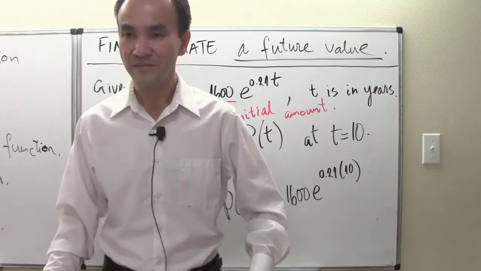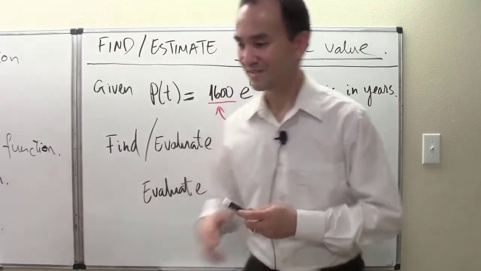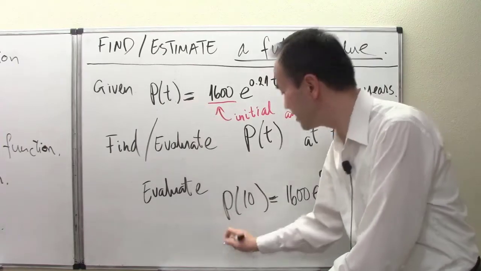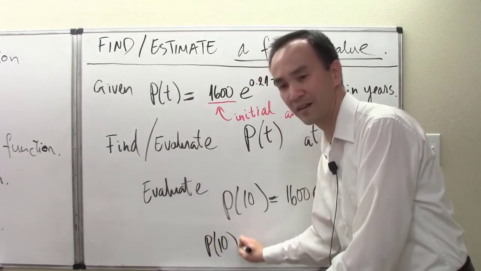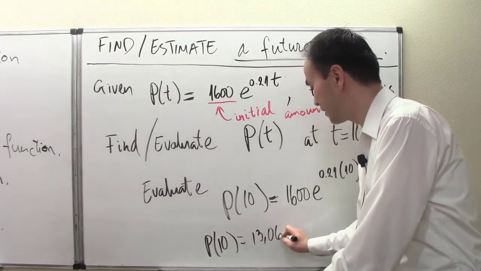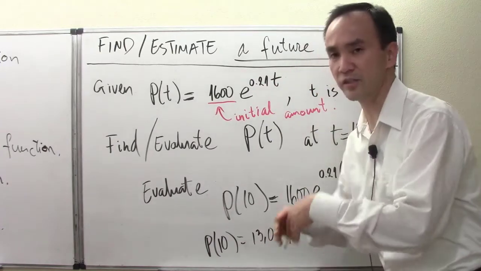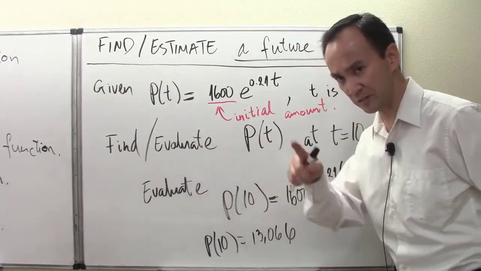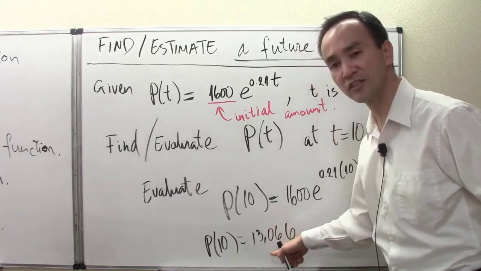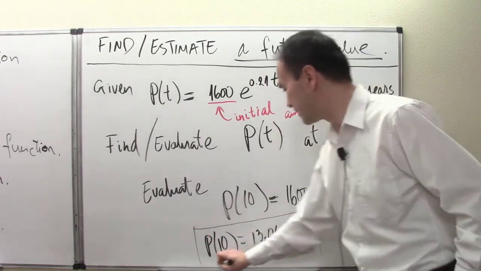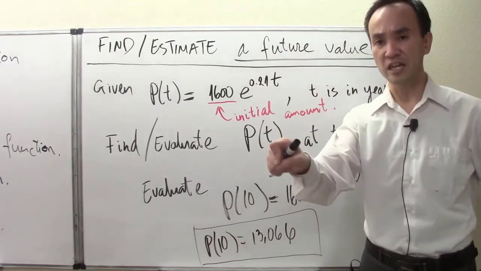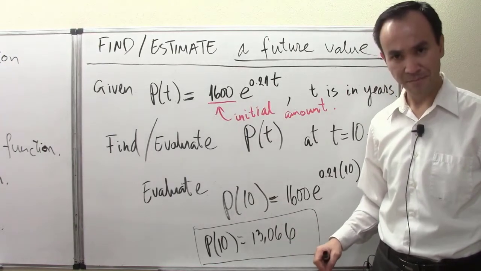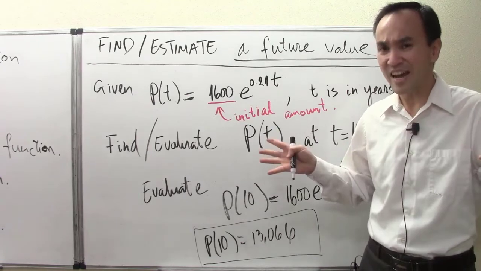Now on the board, in 10 years, we're looking at P of 10 equals 13,066. It's just the nearest integer, not necessarily above or below, rounded from this value right here. So the count of bacteria in our population 10 years from that initial amount will grow to 13,066 of them. That's how simple it is.